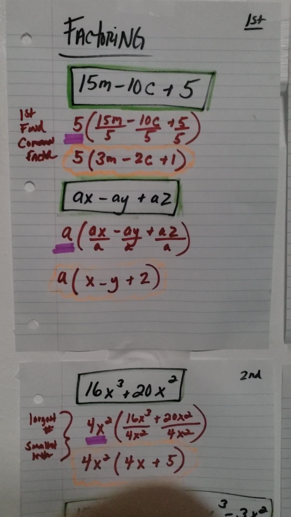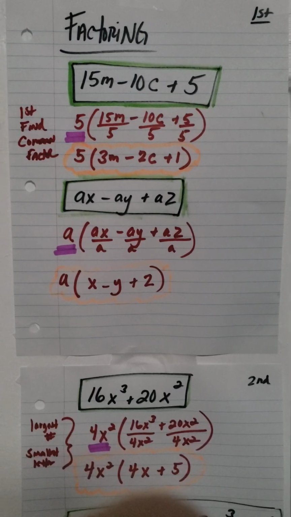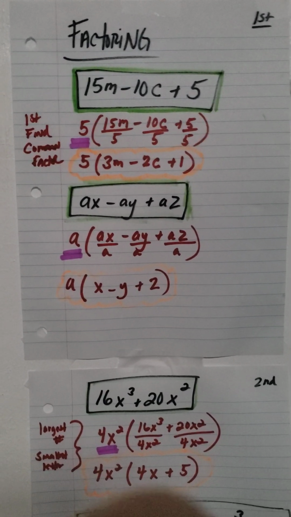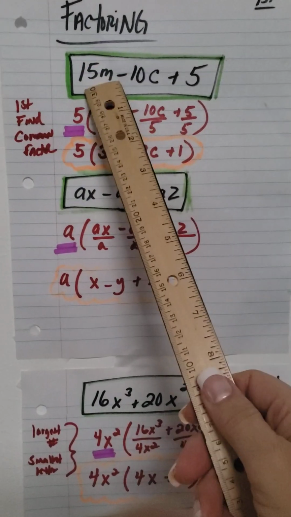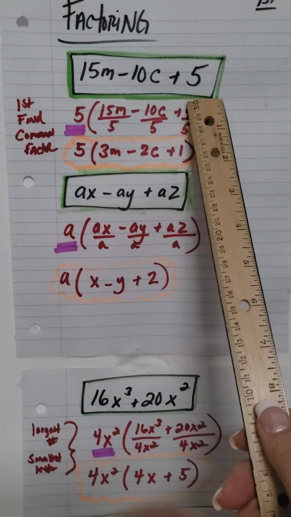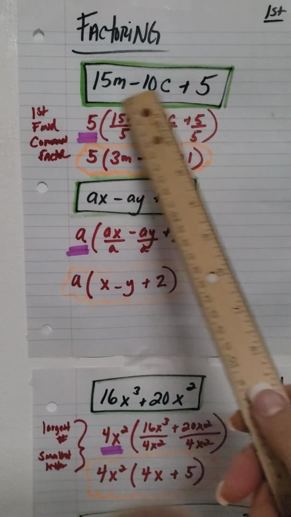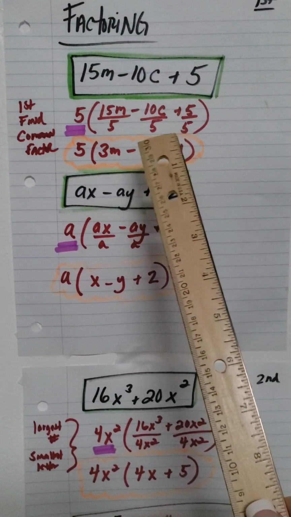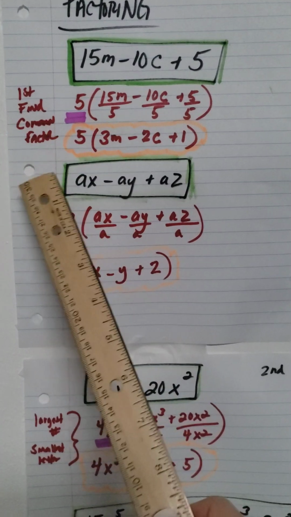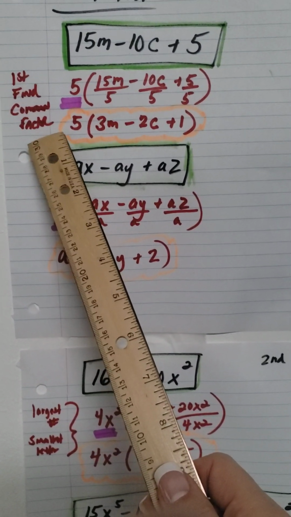I wanted to give you a quick overview of factoring. So let's look at this first problem here. This first problem is 15m minus 10c plus 5. So no matter what is going on, if they're asking you to factor, the first thing you want to ask yourself is, is there a common factor?